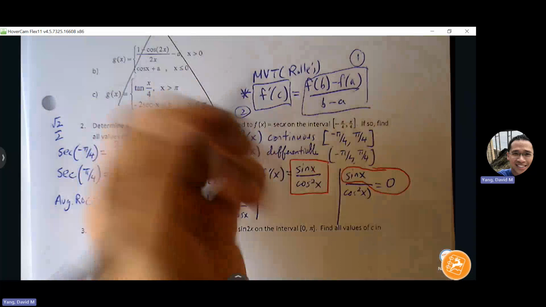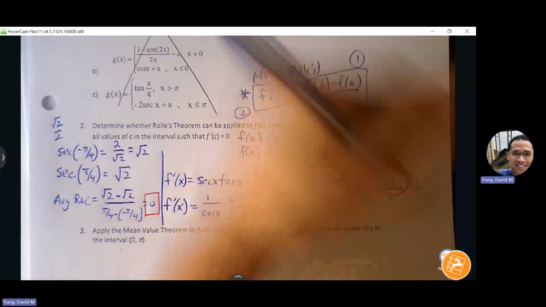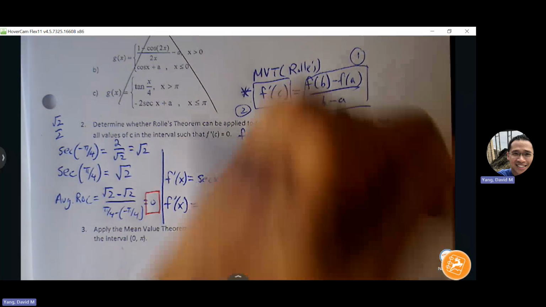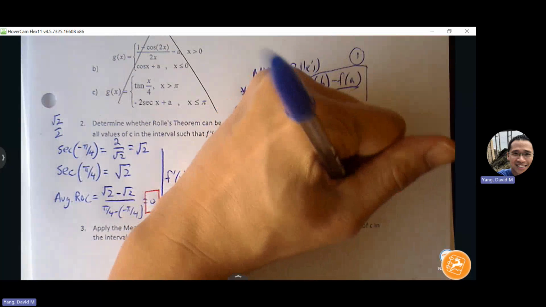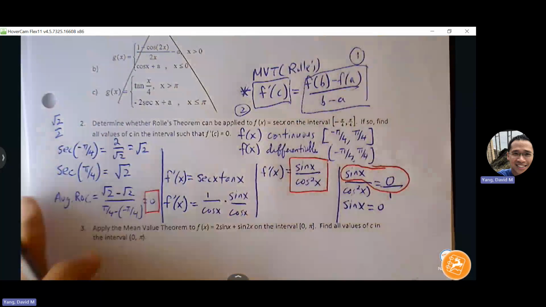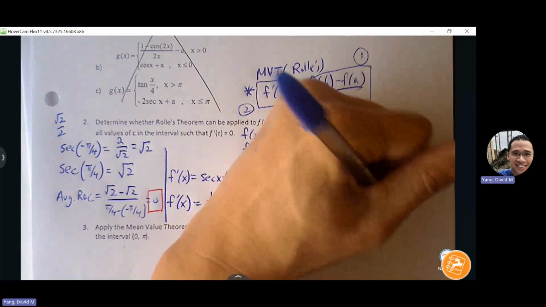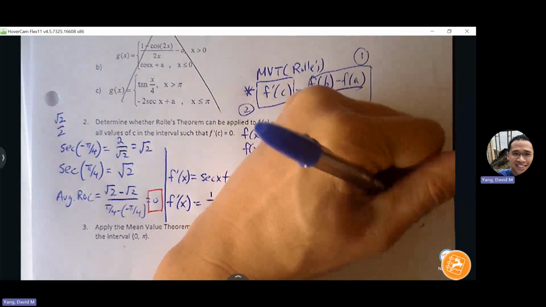Now, another way to think about this is if you put this over 1, and if you cross multiply, the cosine goes away. I'm still left with sine of x equal to 0. So let's think about sine of x. And where is sine equal to 0? Pi and 0 and 2 pi.